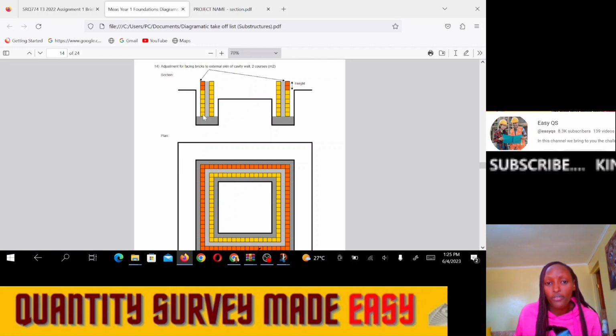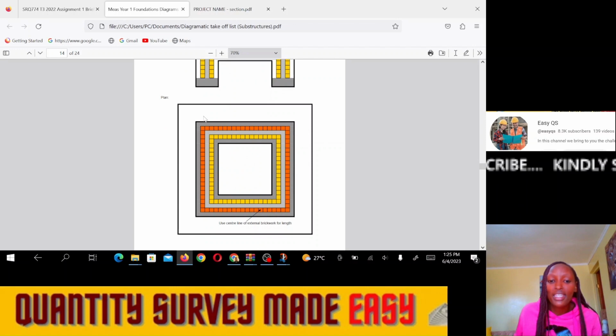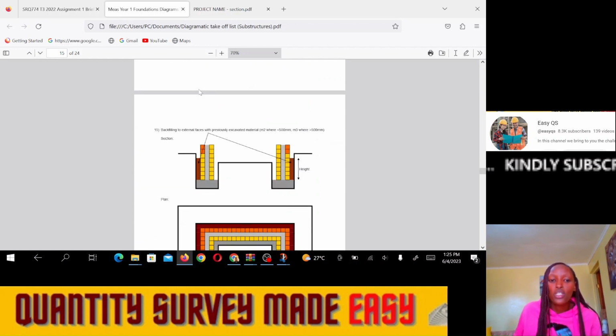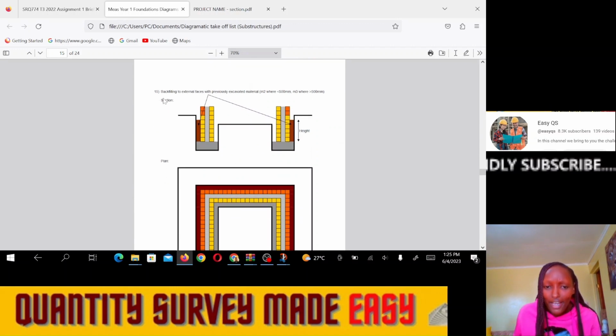How we measure for the adjustment is that we shall take the center line of the brickwork, then multiply by the height of the 2 courses that we shall do facings for. Okay, so we shall go to the other item, which is backfilling the external faces with previously excavated material. You see, the external faces we usually backfill using the soil. Whatever material we had excavated, we shall backfill it.